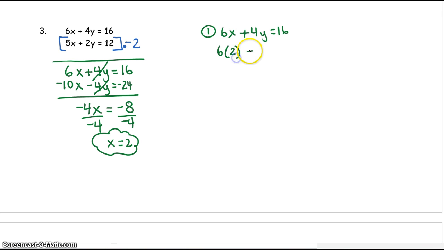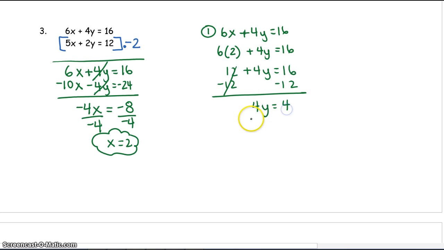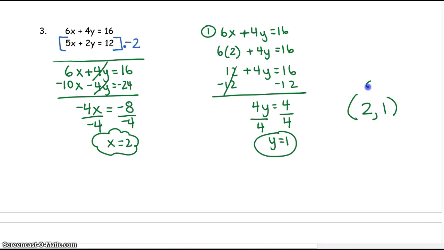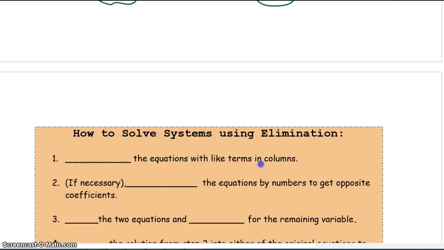6 times 2 plus 4y equals 16. We get 12 plus 4y equals 16. Subtract the 12. These cancel. 4y equals 4. Divide by 4. And y equals 1. Now, we do have to write this as a point, so here it is. 2 comma 1. Right? x is 2, y is 1. That's our solution. Awesome. Well done. All right. Let's kind of talk.